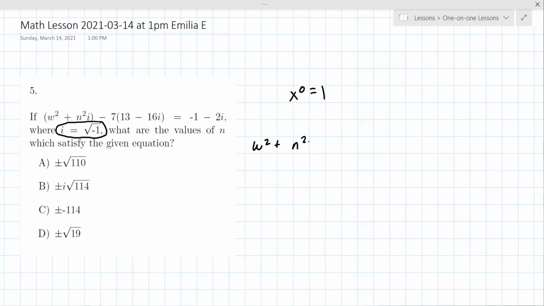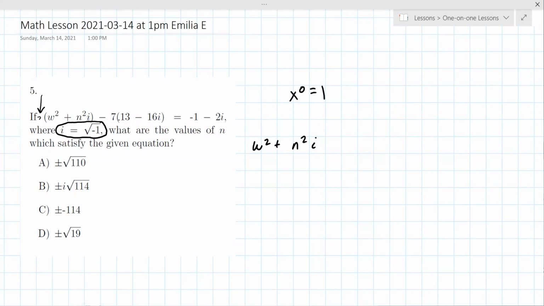Why can I drop the parentheses on the first one here? Is there anything here? No. So there's nothing holding them there. They're just extra. Okay, so minus 7 times 13 minus 16i. You want to distribute that.